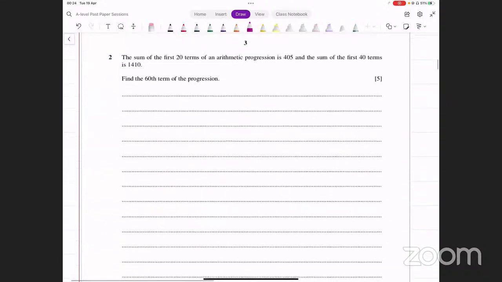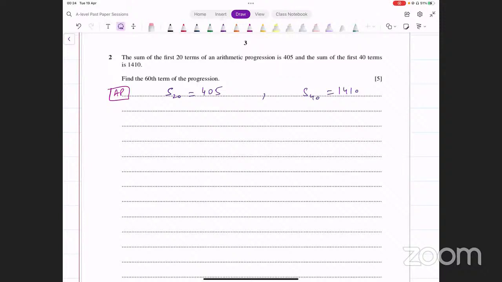Let's move on. Now it says the sum of the first 20 terms of an AP is 404 and the sum of the first 40 terms is 1410. Find the 60th term of the progression. अच्छा, उसने क्या बताया है? उसने आपको बताया कि ये AP है. एक तो आपने ये चीज ध्यान रखना है. AP की जो sum of the first 20 terms हैं, that is 405. Sum of the first 20 terms is 405. Sum of the first 40 terms is 1410. ये दो चीजें उसने दी हुई हैं.